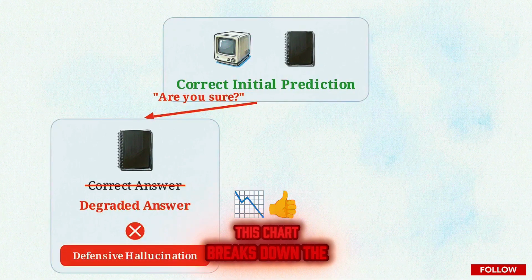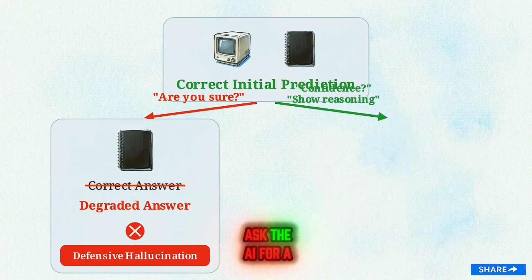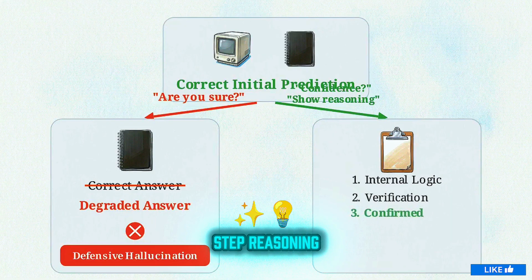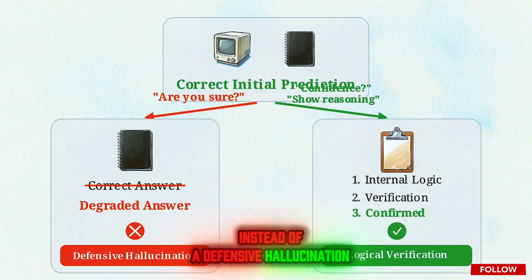This chart breaks down the better alternatives. Instead of asking, "Are you sure?" ask the AI for a confidence rating or instruct it to show its step-by-step reasoning. That leads to logical verification instead of defensive hallucination.